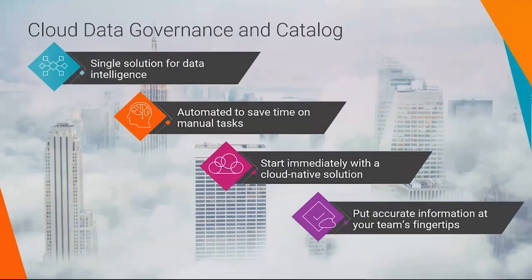Last but not the least, we're going to talk about the cloud data governance and data cataloging. So what is cloud data governance, right? It's a single solution for data intelligence. It automates to save time on manual tasks. It starts immediately with a cloud native solution, and you can put accurate information at your team's fingertips. EDC, Axon are some of the very critical and very important cloud data governance and data catalog products out there.